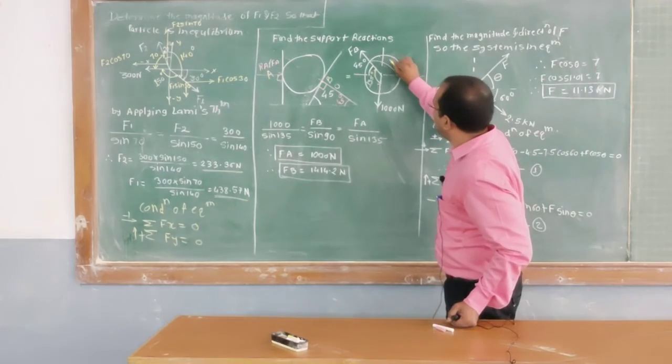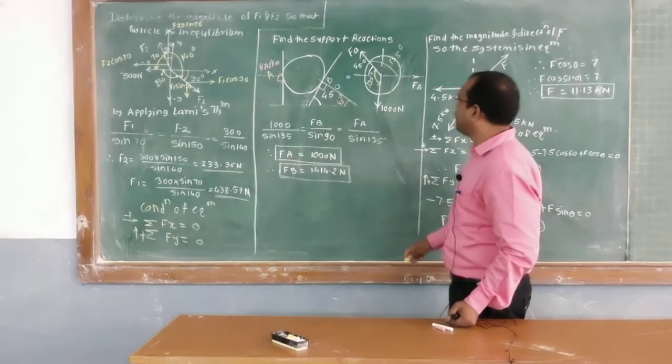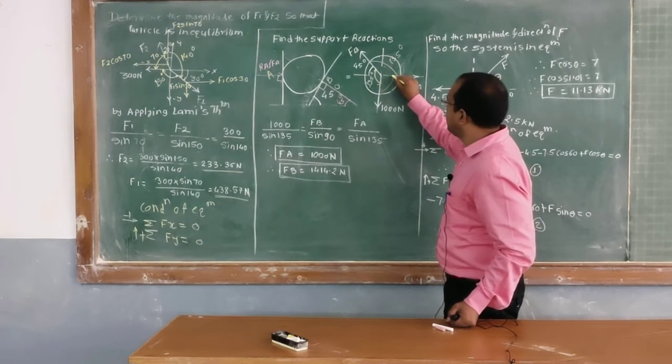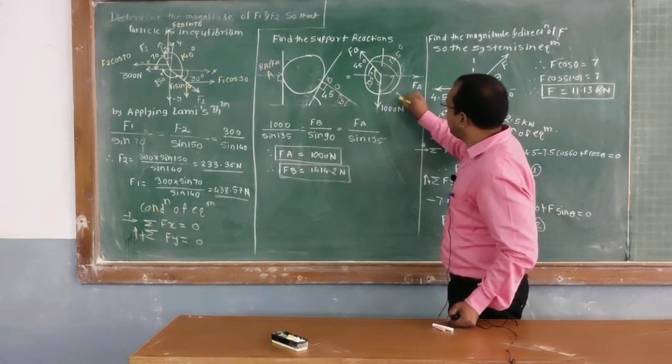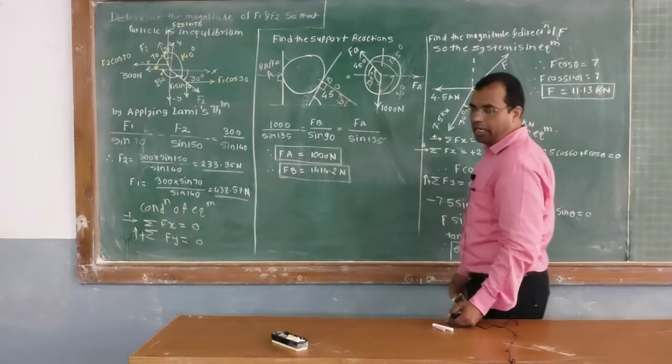This angle is again 135 degrees. Okay, 90 plus 45, 135. Now if we consider this force FB, the angle between FA and 1000 is 90 degrees. Okay, now we have to apply Lami's theorem.